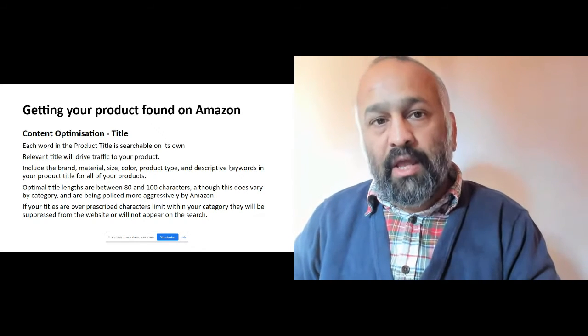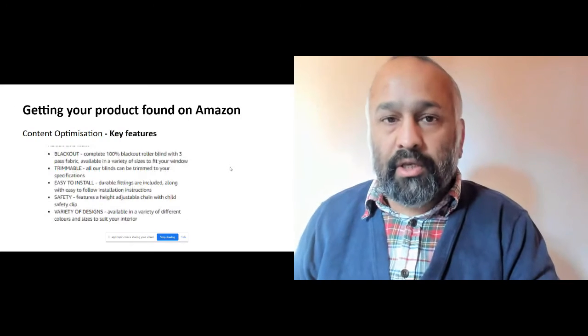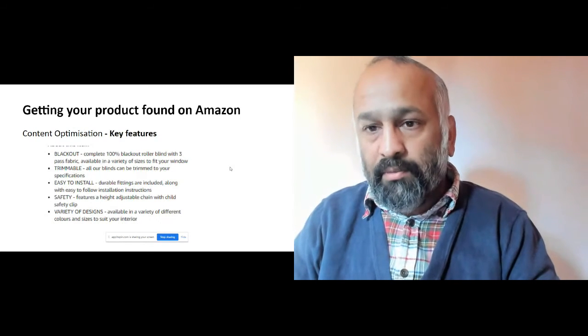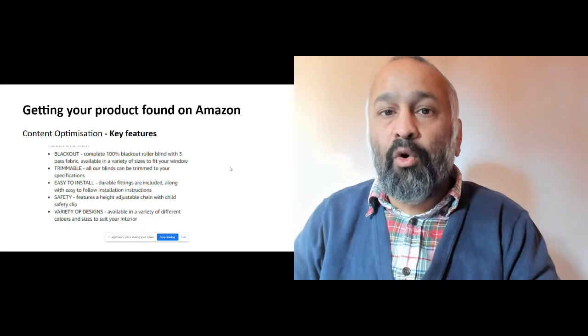Then after that, there are 5 bullet points. These are also called key features and generally appear on the upper fold of a desktop or a laptop. This allows you to tell more about your product.